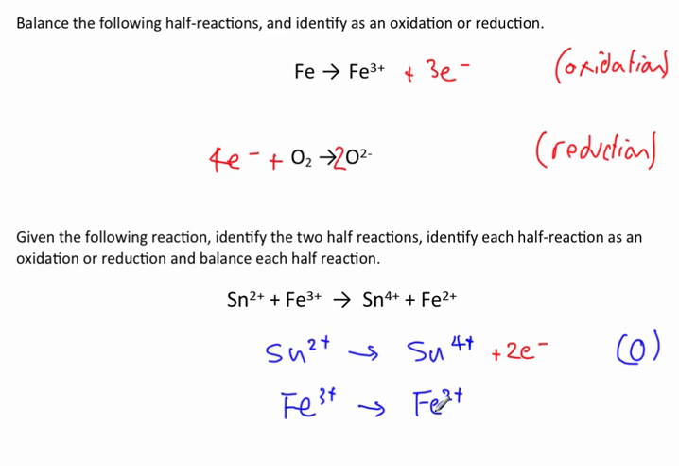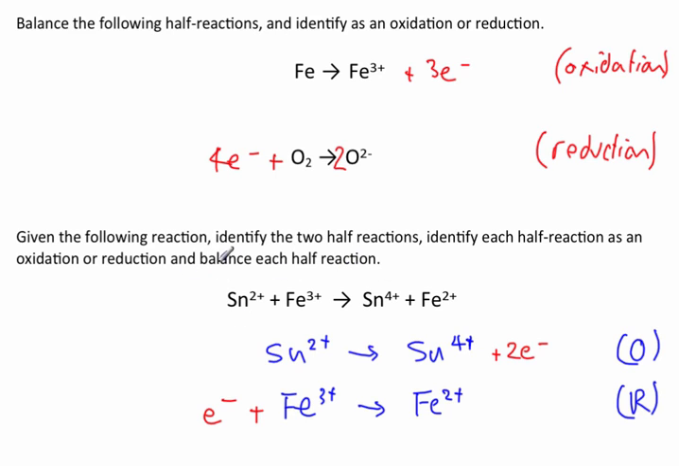Second one, Fe3+ to Fe2+. So how do we make those charges the same? We're going to add an electron here. So e- plus 3+ is 2+ overall, and we have 2+ on this side, and so that is our reduction. And so that should again make sense to you.